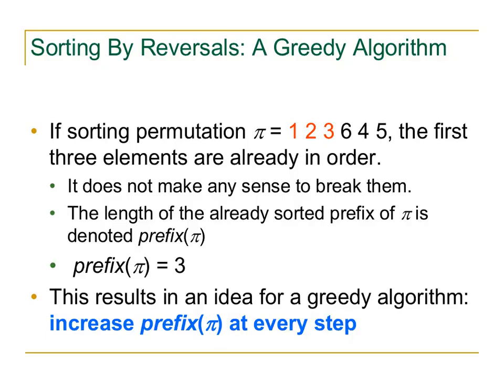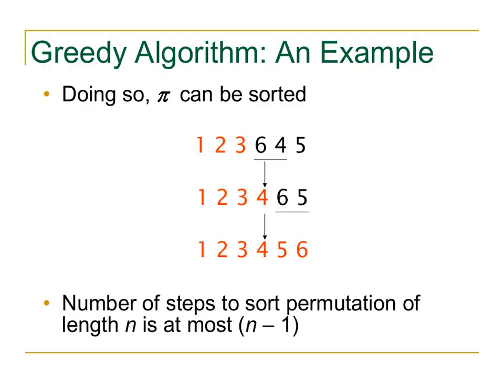We call the length of this sorted prefix pi, which in this case equals 3. From this observation, a natural greedy strategy arises. At each step, choose a reversal that increases prefix pi. Building on our greedy strategy, let's walk through a concrete example.